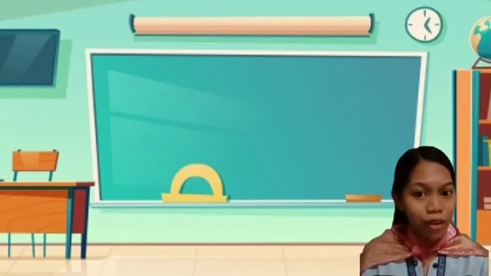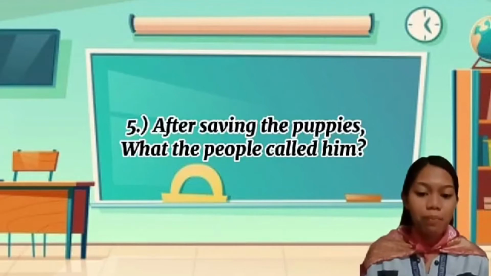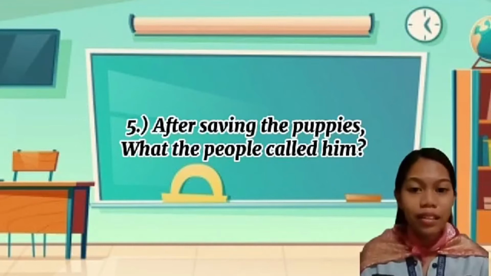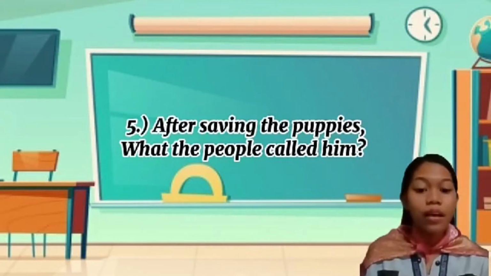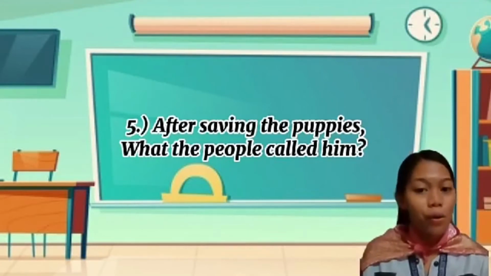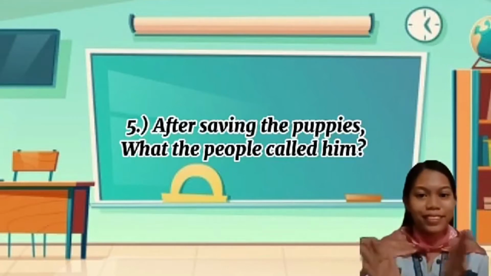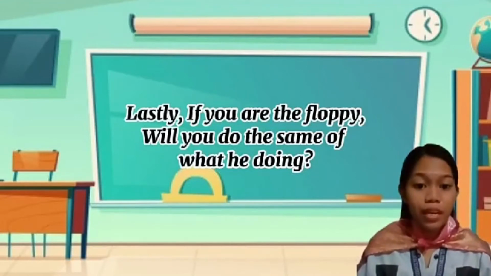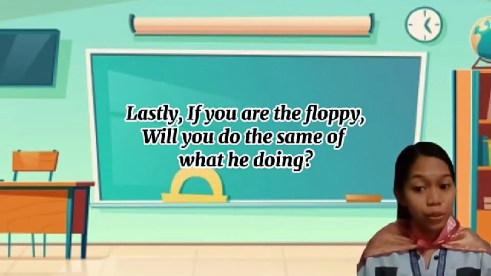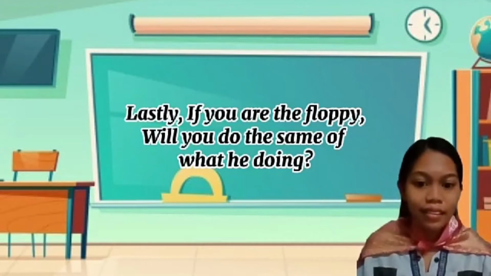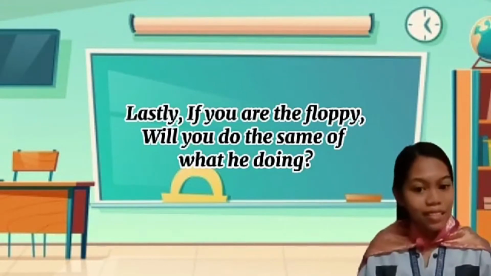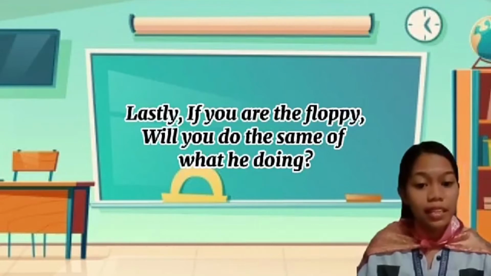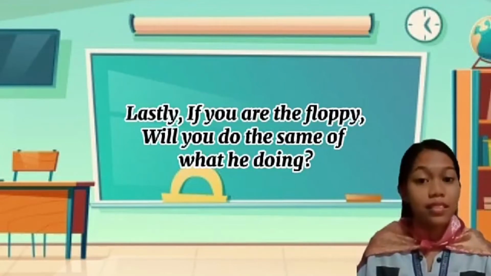Okay, number five. After saving the puppies, what did the people call him? Yes, Mira? The people called him Fluffy the Hero. Wow, terrific answer. Okay, lastly, if you are Fluffy, will you do the same as what he did? Yes, Mystica? Yes, we will do the same as what he did because helping someone can save their lives. Wow, fantastic answer.